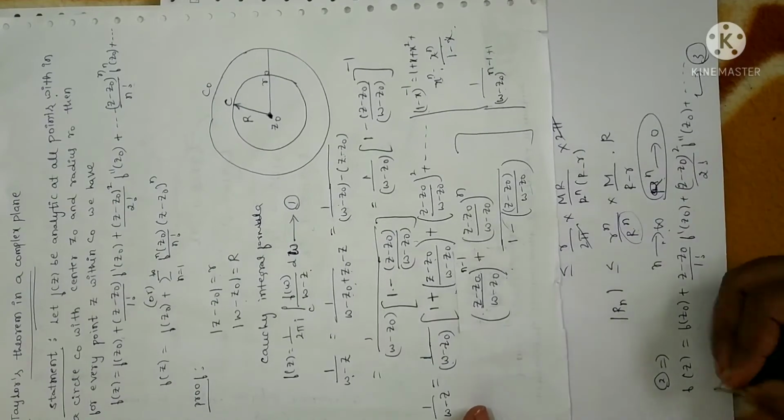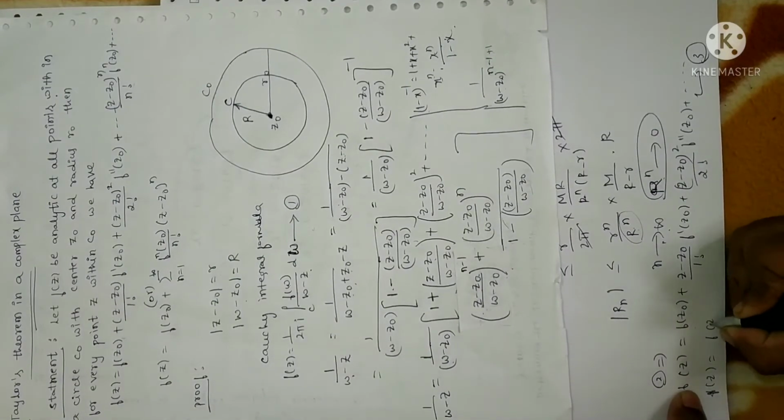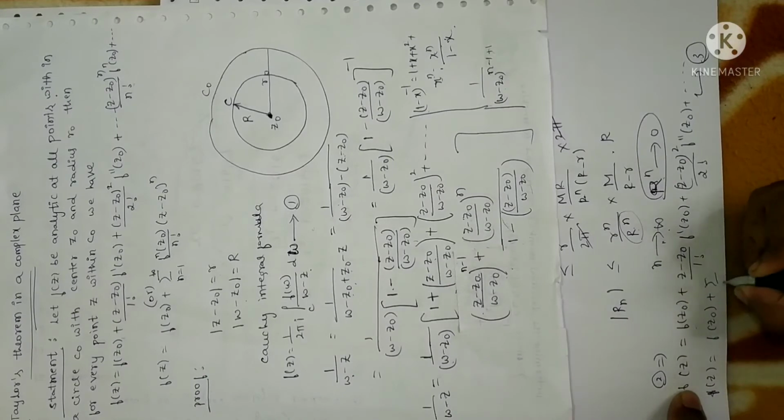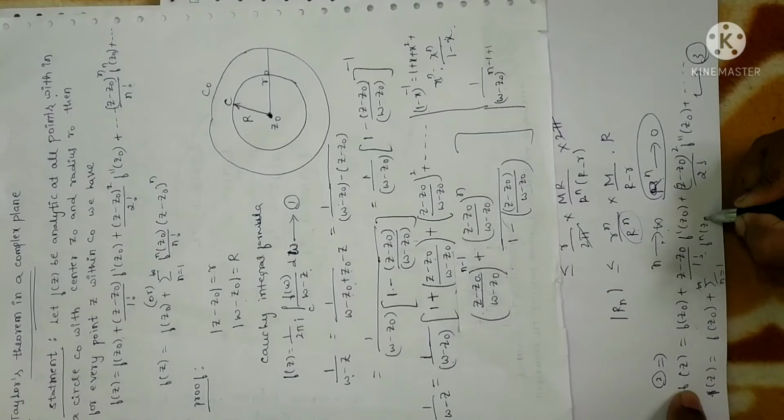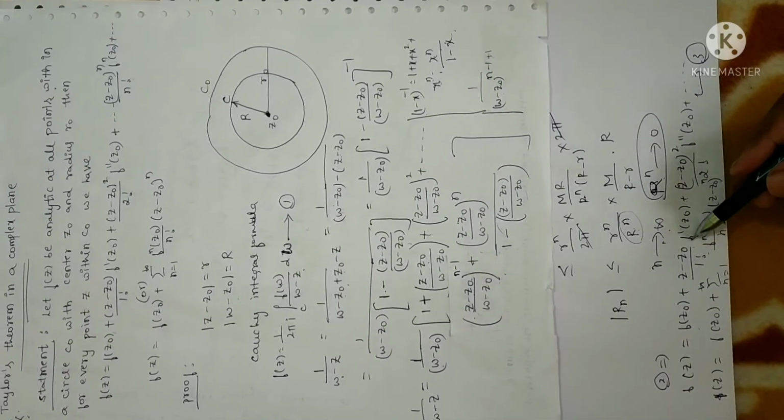So we can write it in a summation form as f of z is equal to f of z naught, first term as it is, plus the sum from n equal to 1 to infinity of f power n of z naught divided by n factorial into (z minus z naught) power n. If you keep on giving values for n, you will get this expansion. So hence the proof. Hope it is clear.